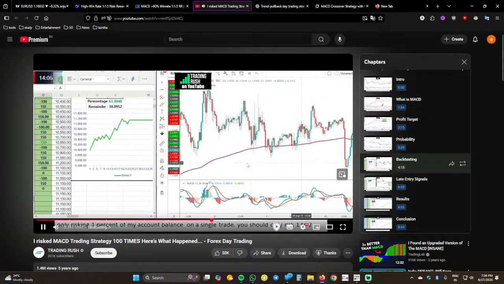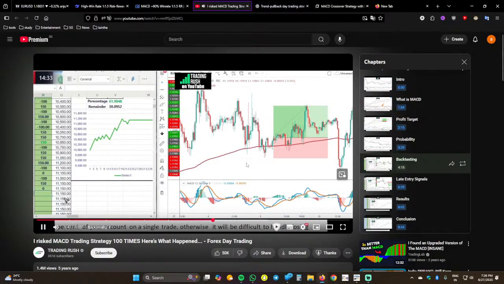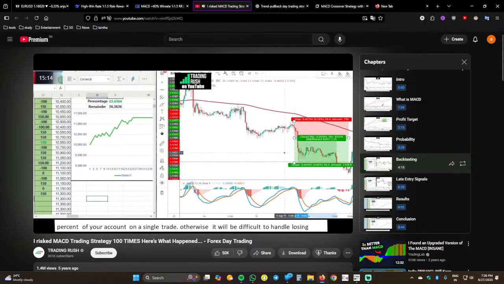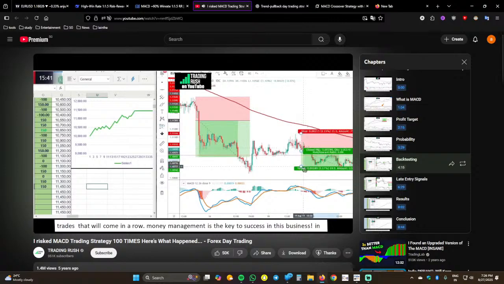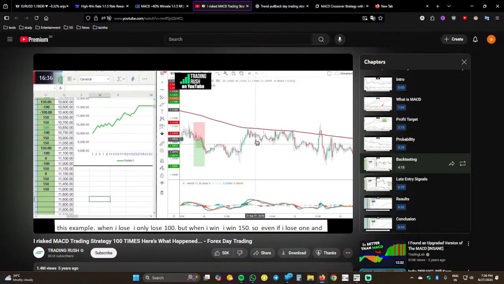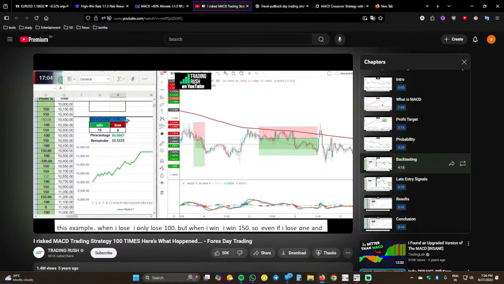On a single trade, you should only risk 1 to 2% of your account. Otherwise, it will be difficult to handle losing trades, because we'll be in a losing row. Money management is the key to success in this business. In this example, when I lose, I only lose 100. But when I win, I win 150. We'll be replicating the same strategy with different currency pairs, different time frames.